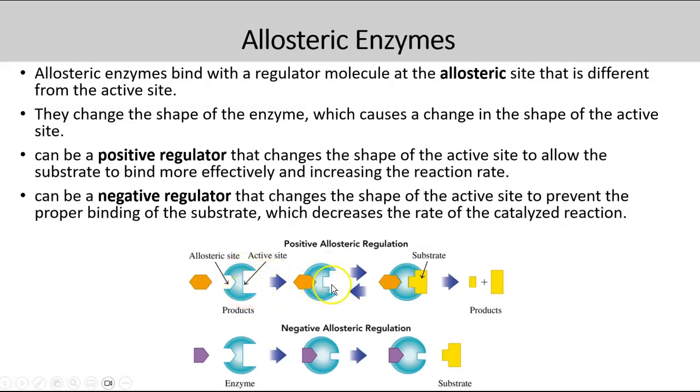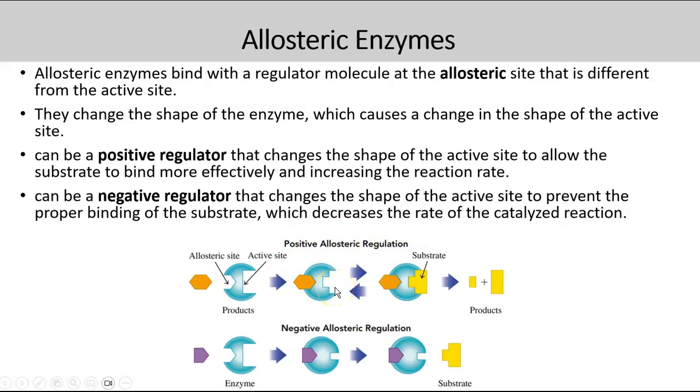Now the active site shape was changed, right? The active site was changed. So that is the exact function of these regulators. Once the active site was changed, now it will attach or bind with the substrate to the active site. So once this allosteric enzyme is bound to the regulator molecule, it can work either as a positive allosteric regulation or negative allosteric regulation.